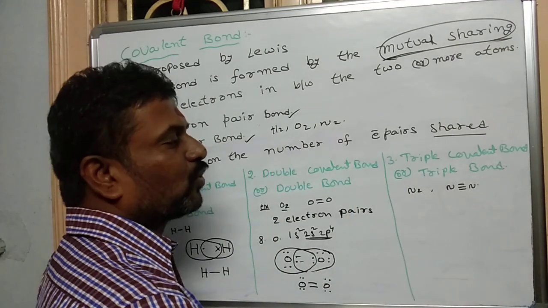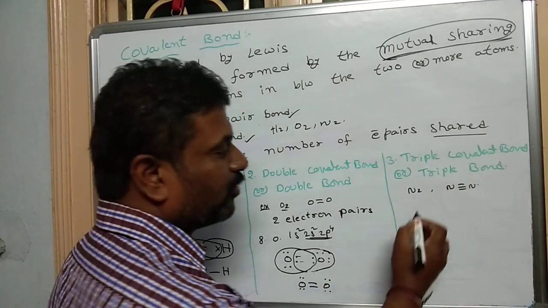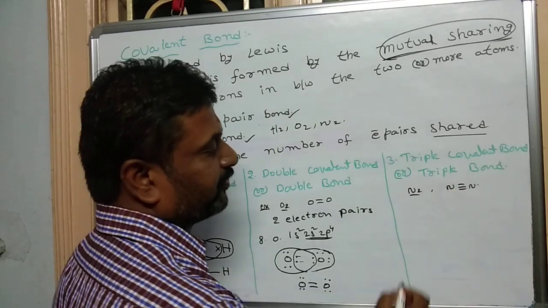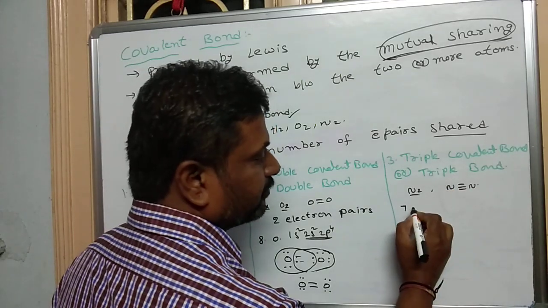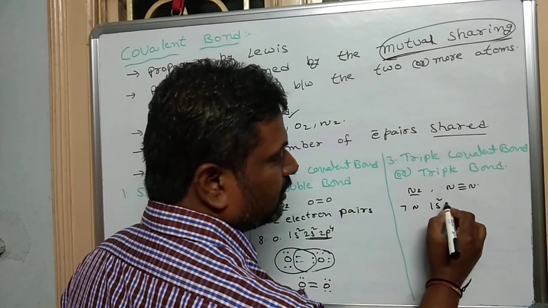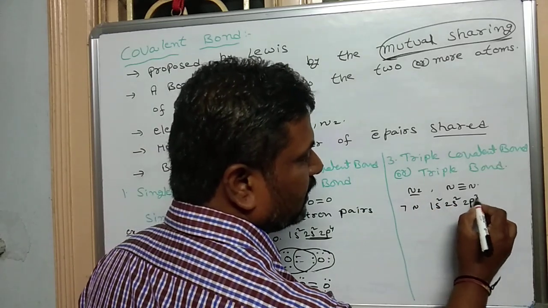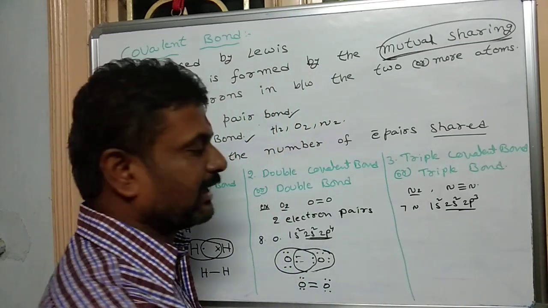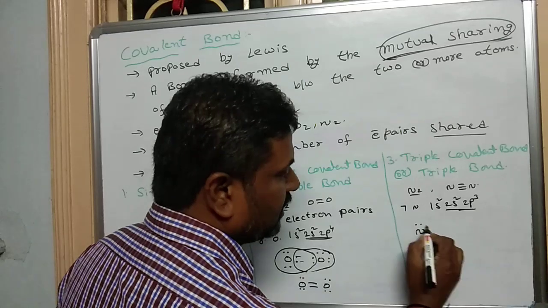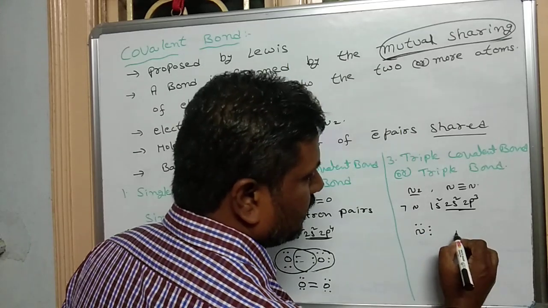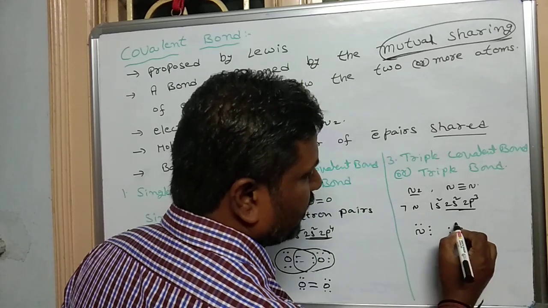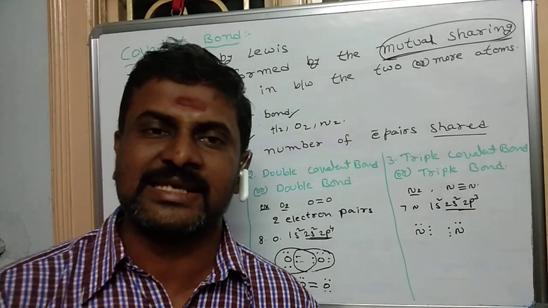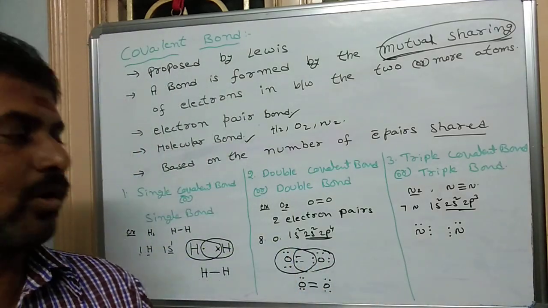Next, the third one, triple covalent bond or triple bond. Example, nitrogen molecule, N triple bond N. Nitrogen has atomic number 7 and electronic configuration 1s2, 2s2, 2p3. Here the nitrogen atom contains 5 valence electrons. Another nitrogen atom also has 5 valence electrons. Each nitrogen requires 3 electrons to get the octet configuration.